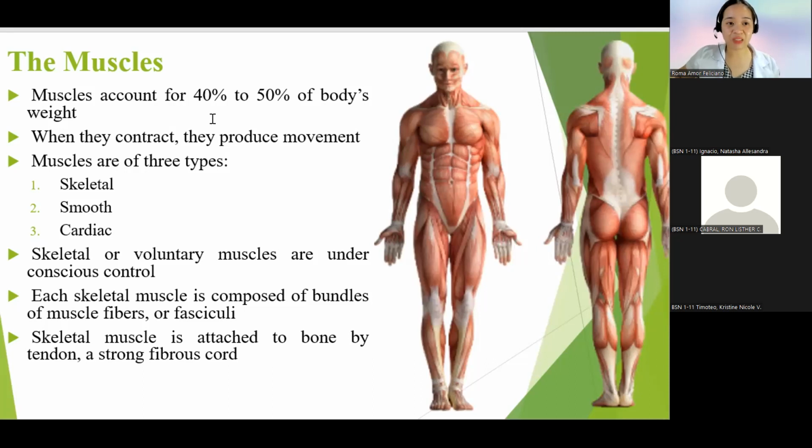What are the three types of muscles? Skeletal, smooth, and cardiac. The skeletal or voluntary muscles are under conscious control. So ikaw ang nagpapagalaw nito. Each skeletal muscle is composed of bundles of muscle fibers or fasciculi. The skeletal muscle is attached to the bone by a tendon or a strong fibrous cord. This is the skeletal muscle, nakadikit siya mismo sa bone, naka-attach siya sa bone by the tendon. The tendon is the strong fibrous cord.